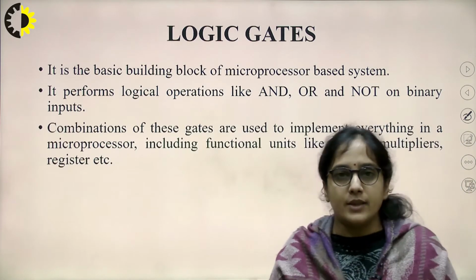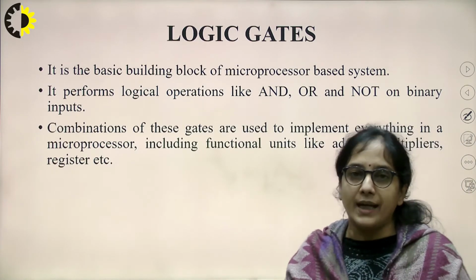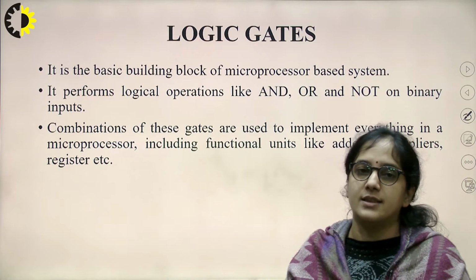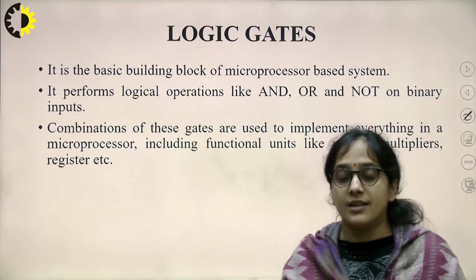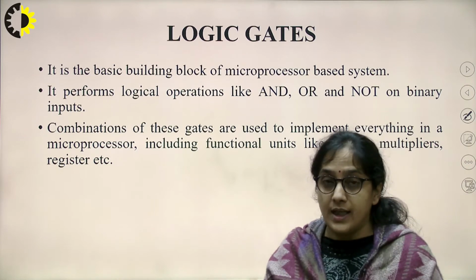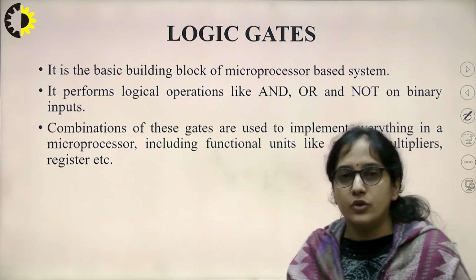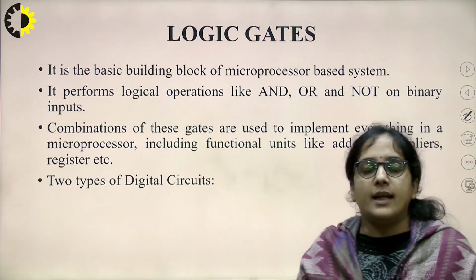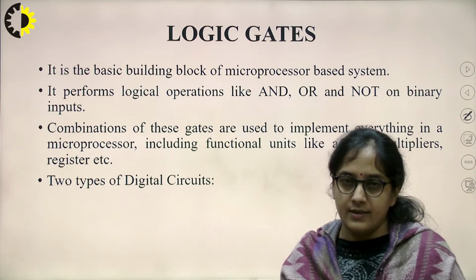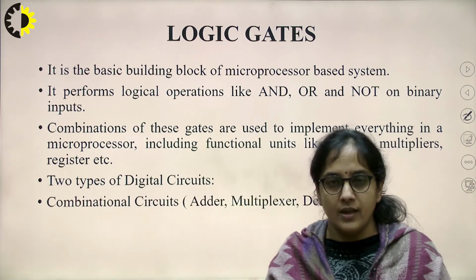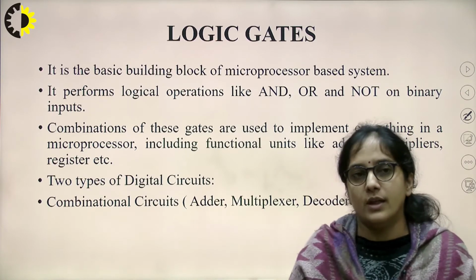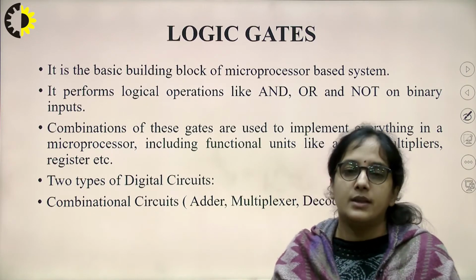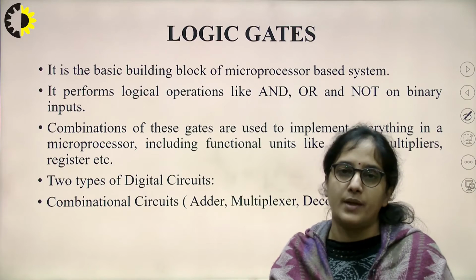As I told you, we combine these logic gates to implement whatever is inside the microprocessor, that is the adder circuitry, multiplier, even the register that is used to store the data. All of this is designed using logic gates. There are two types of digital circuits. One is known as combinational circuit, for example adder, multiplexer, decoder. These are circuits where the present output depends on the present input applied to the circuit.